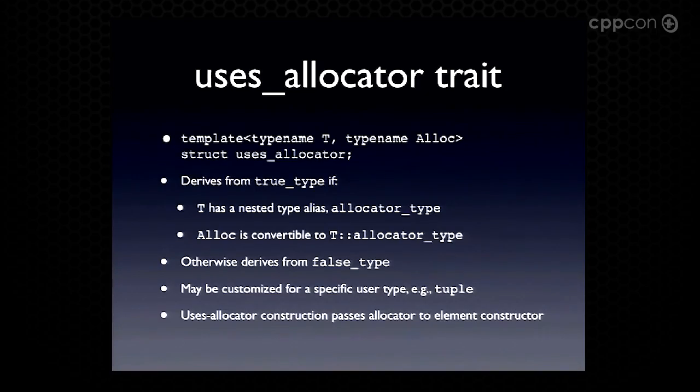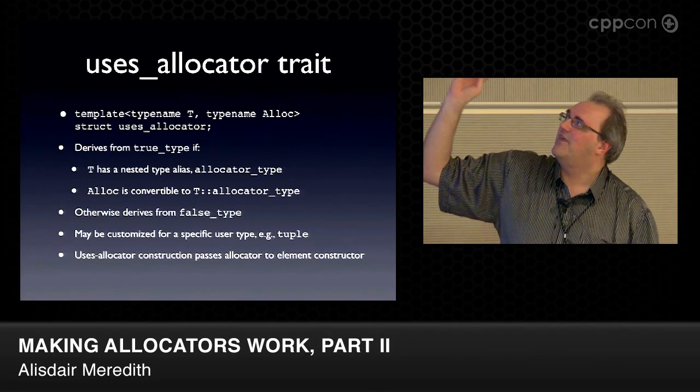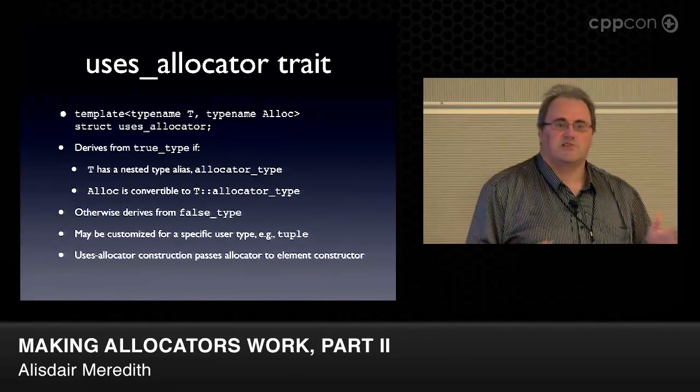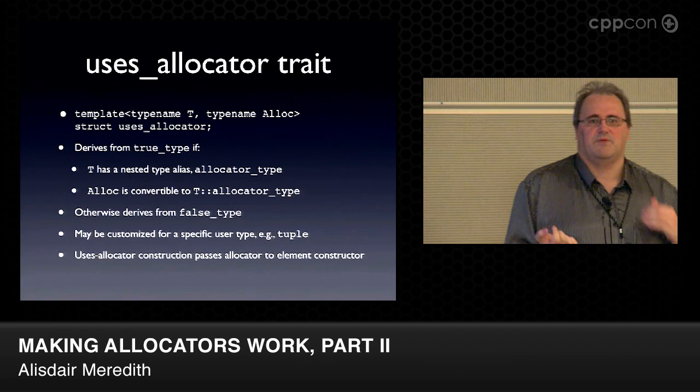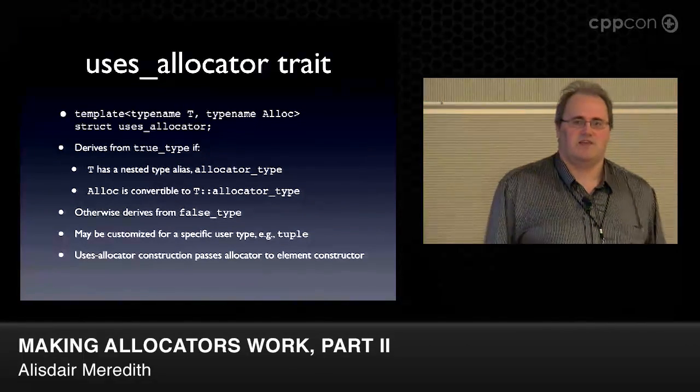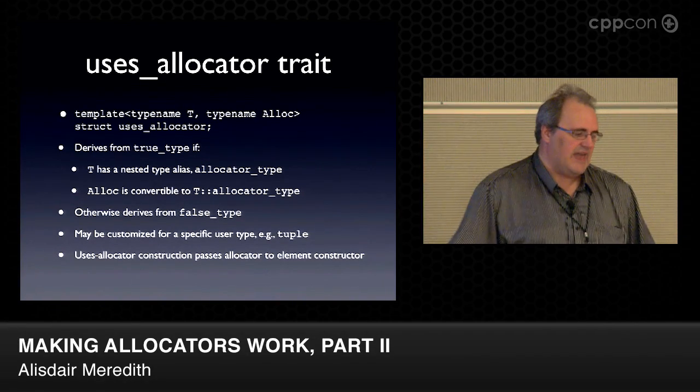Sorry. Jumping the wrong way through the slides. So we've got a last couple of corners of the C++11 allocator model. First, we have another type trait, because we can never have too many traits. The uses allocator trait. This trait is fairly simple in intent. It simply says, if I have an object of this type, does it use this allocator?